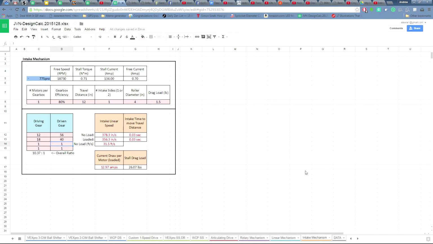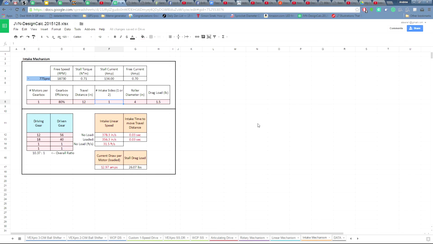The final one, which is actually one of my favorites, what I use most often aside from drivetrain stuff, is the intake mechanism. It works pretty much the same way as the linear mechanism, but it's nice because you get all the speeds and the numbers laid out in front of you. You have your motor selection over here, motors per gearbox. Travel distance doesn't affect the load or anything like that. It just affects the numbers it spits out to say how long it will take to move the object. Number of intake sides, 1 or 2.